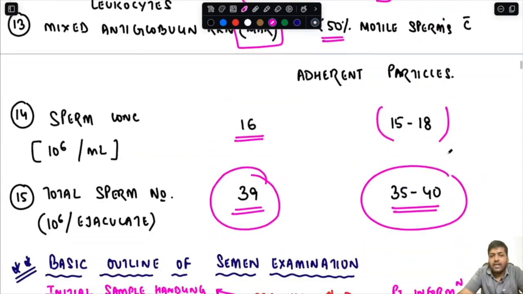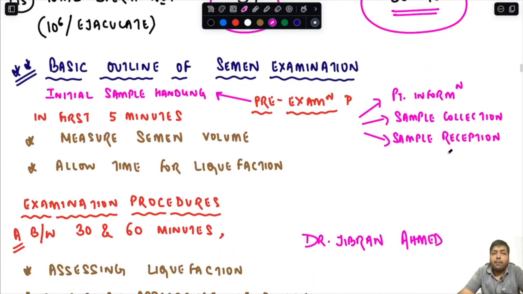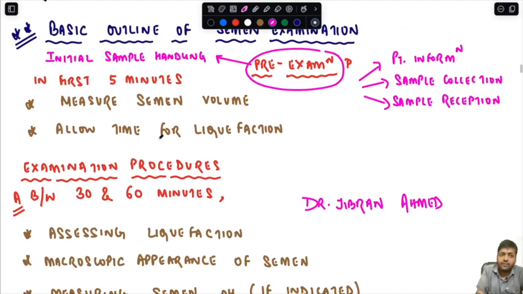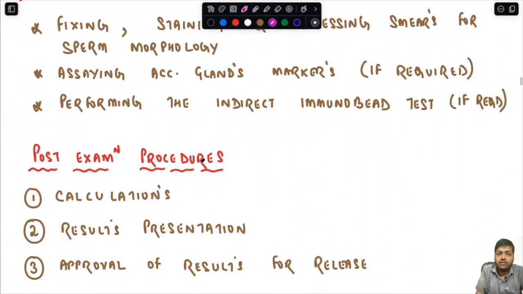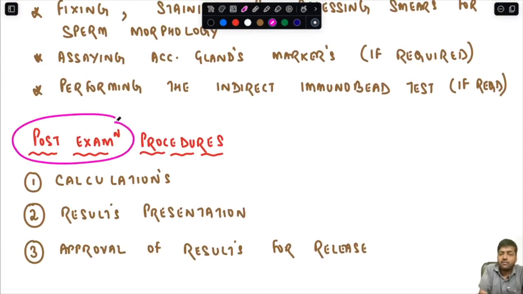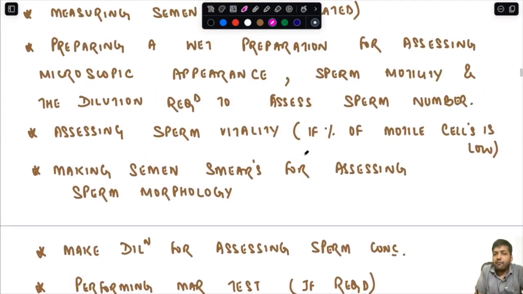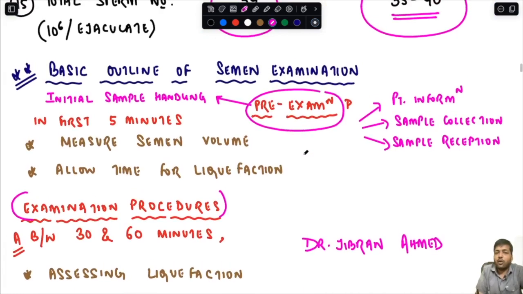Next, we are going to see the basic outline of the semen examination. There are three important stages. The first is the pre-examination procedure, then the examination procedure, which is again subdivided into three, and then the post-examination procedure. There have been slight changes in these procedures and the inclusion of different exam procedures in comparison with the WHO 5th edition.